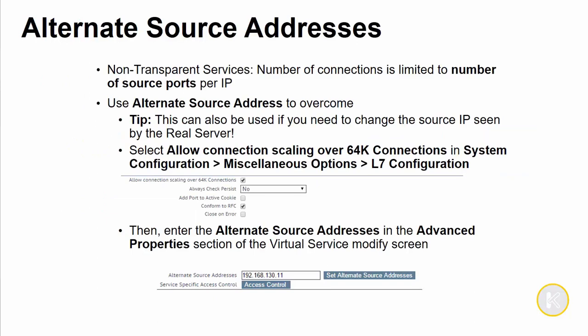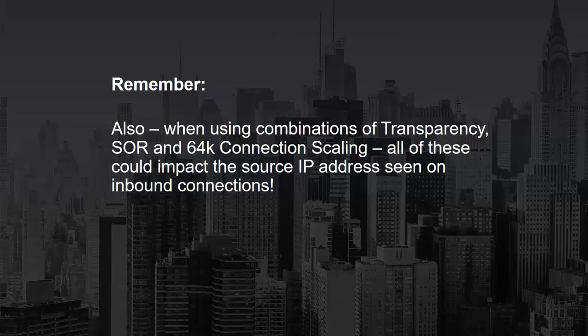Non-transparent services are limited to the number of source ports per IP address. Alternate source addresses can be used when scaling beyond 64,000 connections. Some applications require more ports. This can be done easily by adding additional addresses per virtual service. Just a note, we've already discussed transparency, subnet originating requests, and now 64K connection scaling. Any of these could impact the source IP address seen on the inbound connections to the real servers.